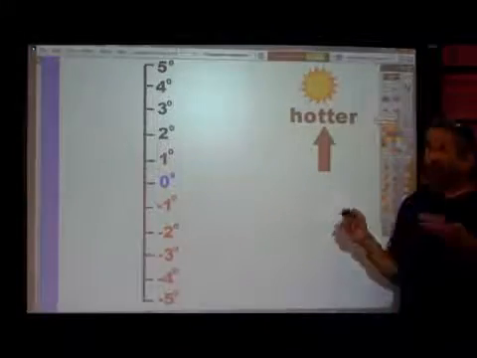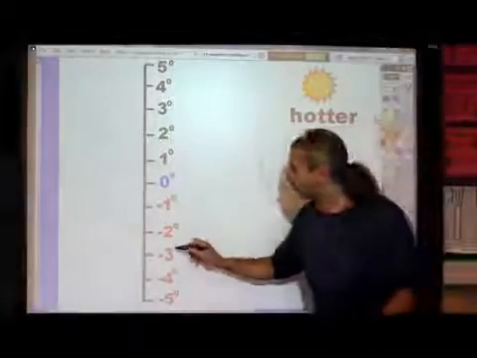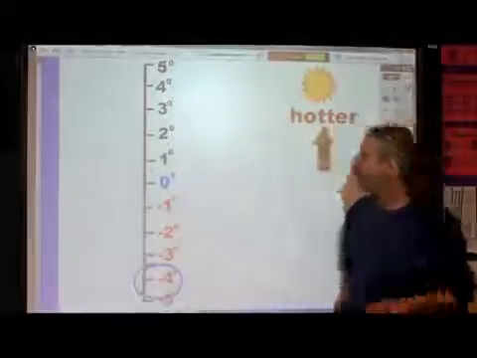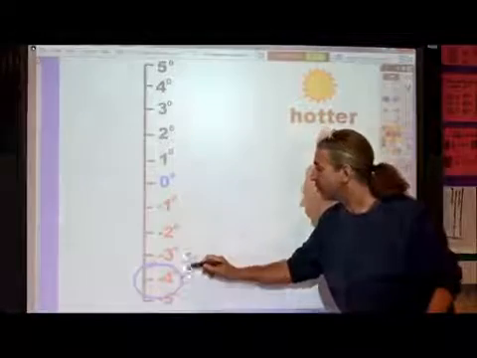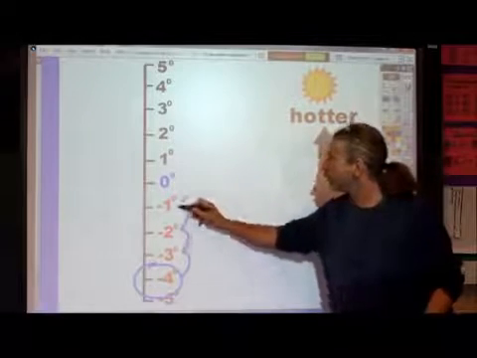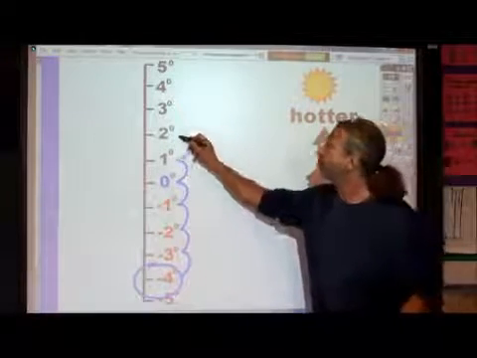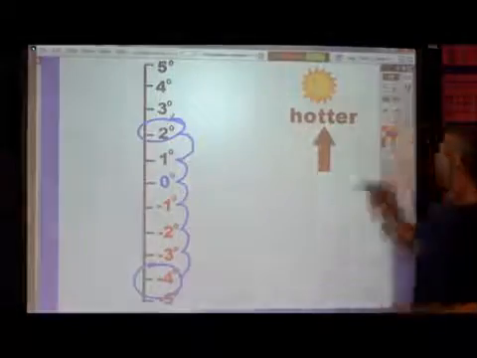Now, if we're getting hotter, let's say we start on minus 4 degrees and we get 6 degrees hotter, we go up the scale, we just count it. 1, 2, 3, 4, 5, 6. The answer is 2 degrees.